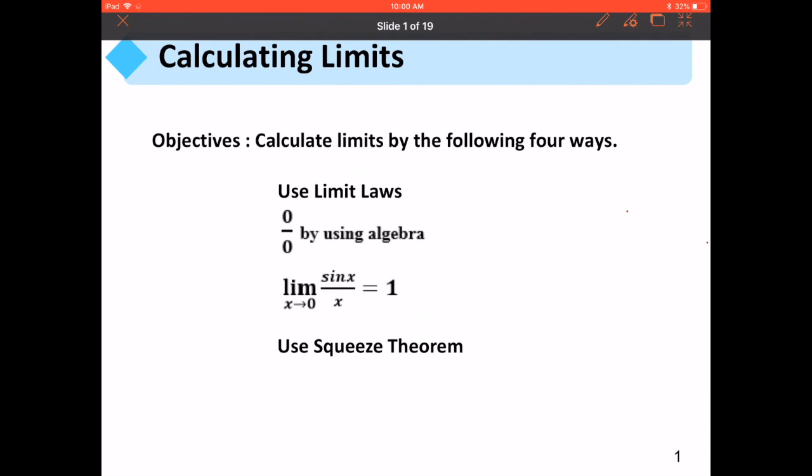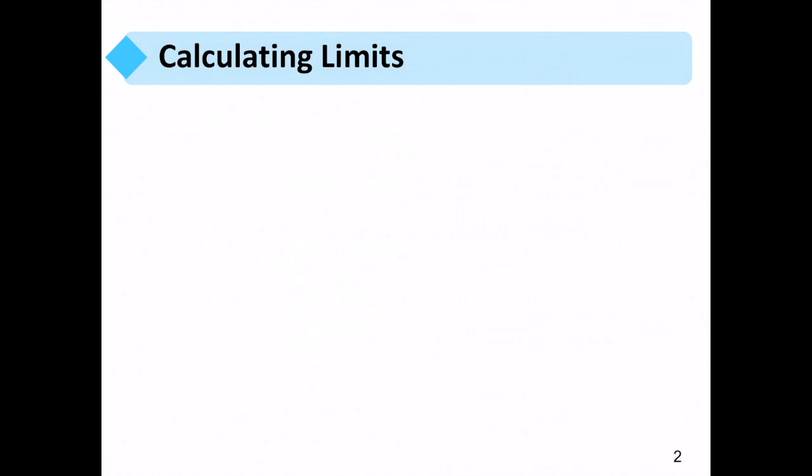We're going to teach you how to calculate limits. There are 4 different ways to calculate a limit. First way, use limit laws. Second way, use algebra to find the limit in the form 0 over 0. Third way, find the limit of the trigonometric function sin x over x when x goes to 0, which equals 1. Fourth way, use the squeeze theorem.